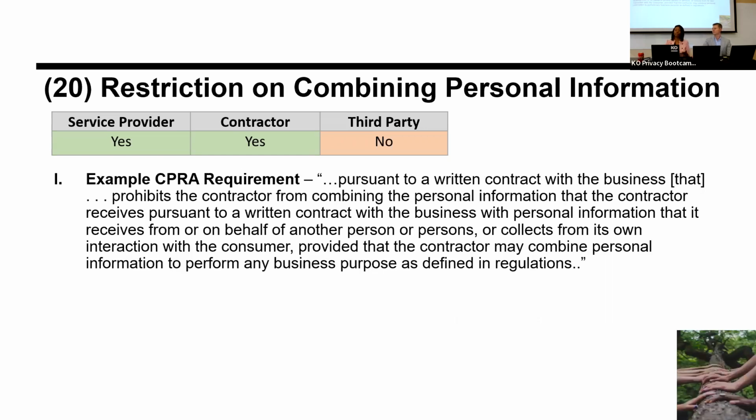And likewise, vendors also cannot receive the personal data from the controller, from the business, and then combine that with personal data that the vendor is collecting from other sources, perhaps other customers that they have, because as Chris stated, a processor may have multiple customers. You cannot take personal data from two different customers and combine that information, or combine it with information that you are collecting separately.